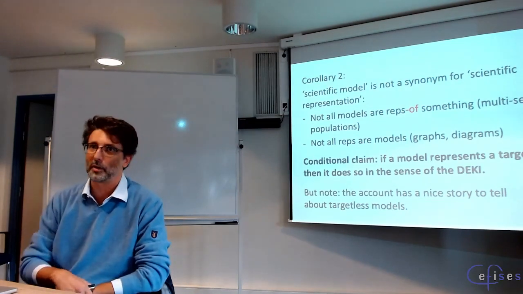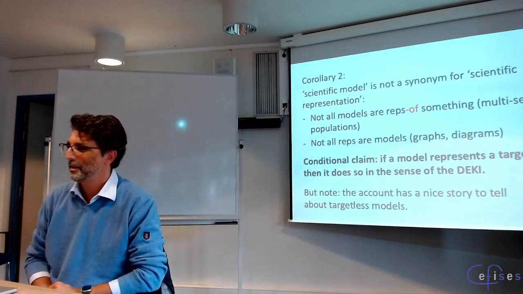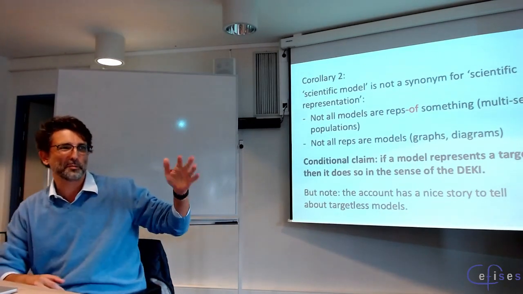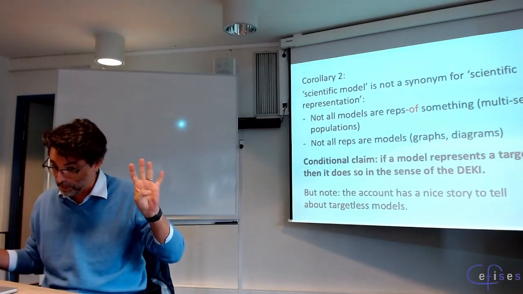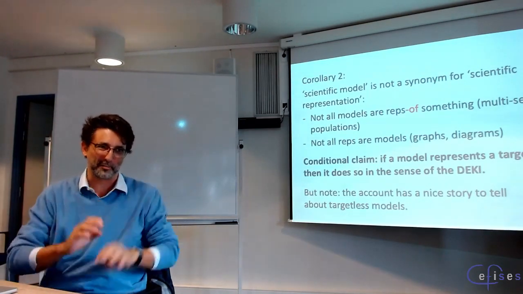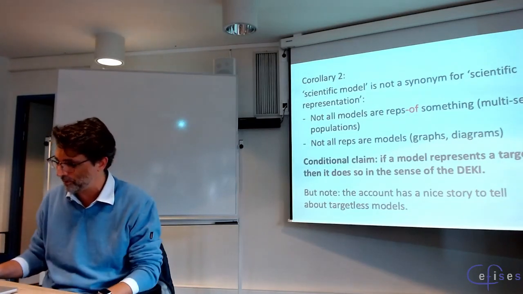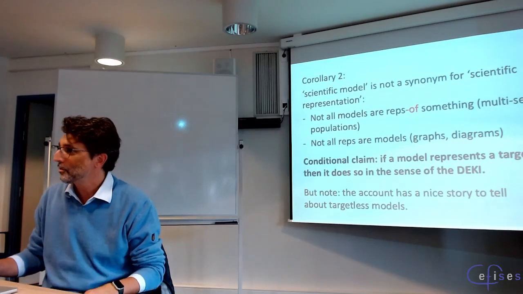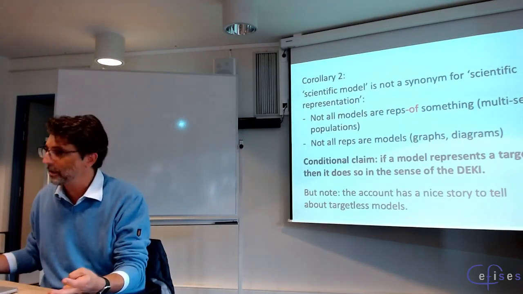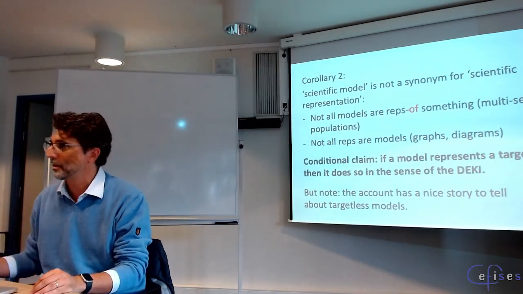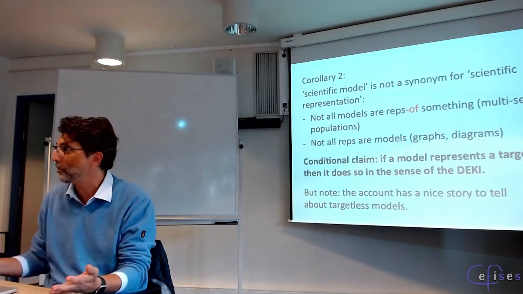Michael Weisberg discusses this nice example of four-sex populations. I think the three-sex ones don't work anymore. They found some crazy creatures somewhere that need three sexes. But for all I know, at least, please correct me if biology has moved on, I'm not aware of any species in the world that has four sexes, but still they're four-sex models. So these are models, clearly, but they're not models of something. And that's why I didn't want to define models such that they require a target system.